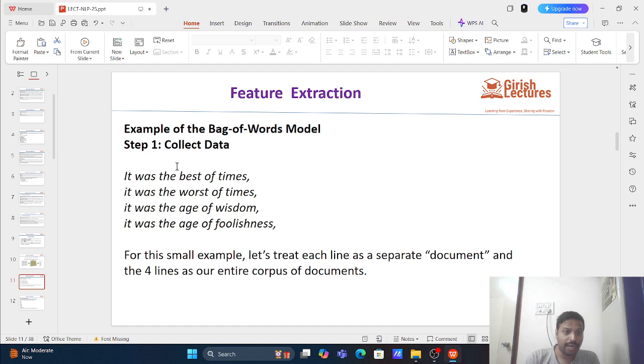So if you take "it", "was", "the", these are the three words, and also "of". So these are the four words which are repeated in all the documents. Irrespective of that, we have "best", "times" also repeated twice, and "age" also repeated twice. So 1, 2, 3, 4, 5, 6, these are the minimum. 7, 8, 9, 10. So now my vocabulary size will be 10.